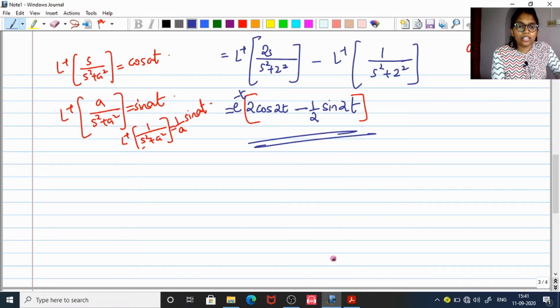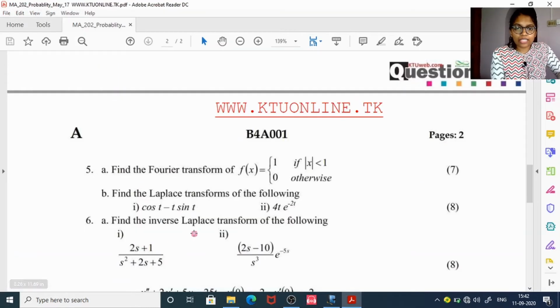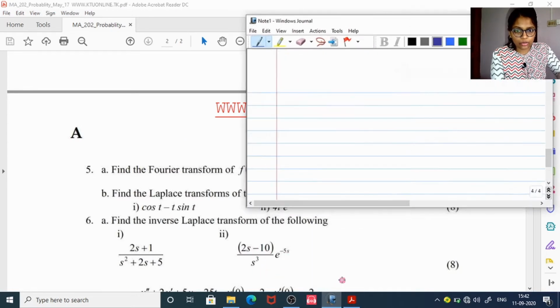Got it? Next question. Find the inverse Laplace of 2s minus 10 by s cube, e raised to minus 5s. Let us copy.